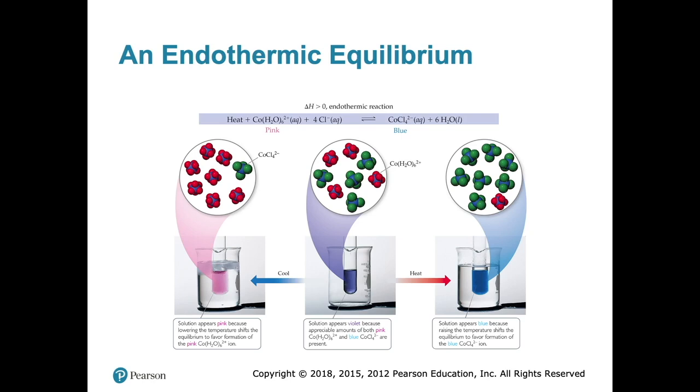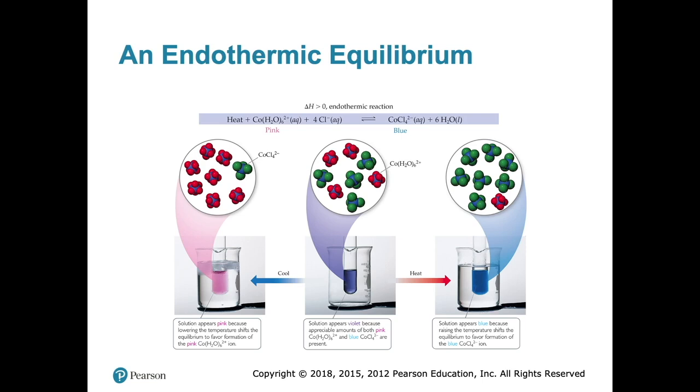You know it's an endothermic reaction because I have delta H there, right? And it's greater than 0, right? That means it's not negative. That means it's endothermic, right? And so here in this reaction, we got heat plus some cobalt and some chloride, and we make cobalt chloride. Interesting. And it's pink. It starts out pink, and it becomes blue, right?